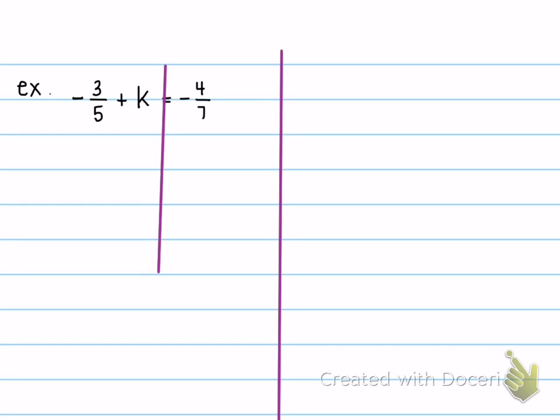Okay, my goal, again, is to get k by itself. I have a positive k there. So I need to get rid of that negative 3/5 that's on the side of the equation. So the opposite of negative 3/5 is positive or plus 3/5. So I'm going to write that there. And I know that those two cancel out and become 0. And then I'm going to add 3/5 on the other side of the equation.